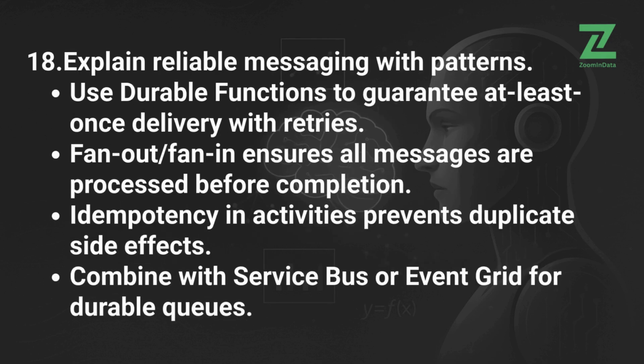Explain reliable messaging with patterns. Use durable functions to guarantee at-least-once delivery with retries. Fan out, fan in ensures all messages are processed before completion. Idempotency in activities prevents duplicate side effects. Combine with Service Bus or Event Grid for durable queues.